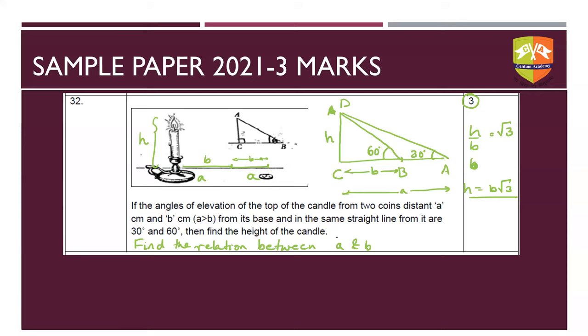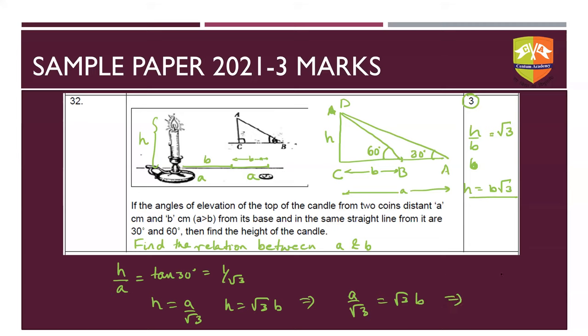Anyway, so chalo. What do I do? In that case, H upon A is tan 30, which is 1 upon root 3. So you have H is equal to A by root 3 and H is equal to root 3 B. Both are same. This implies A by root 3 is equal to root 3 B. This implies A is equal to 3 B.